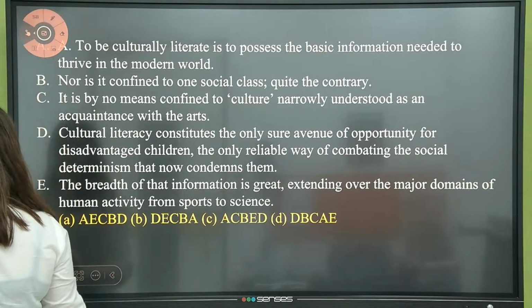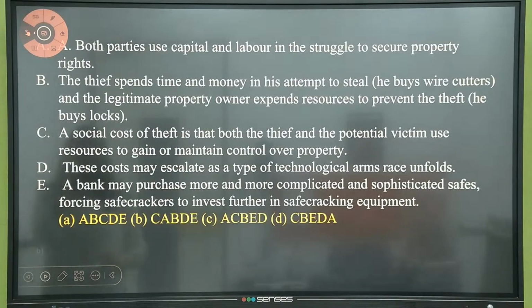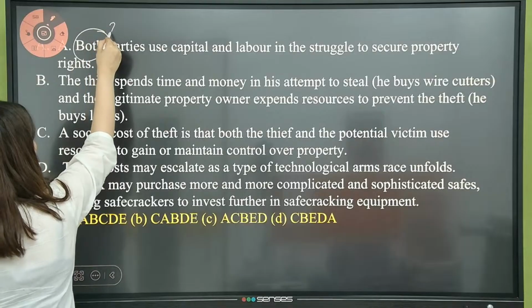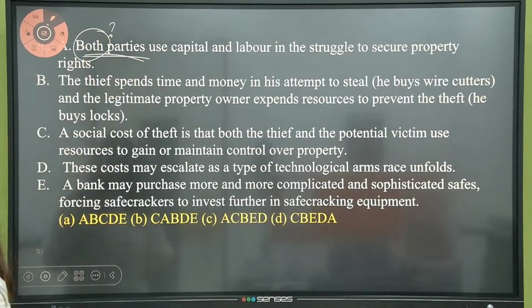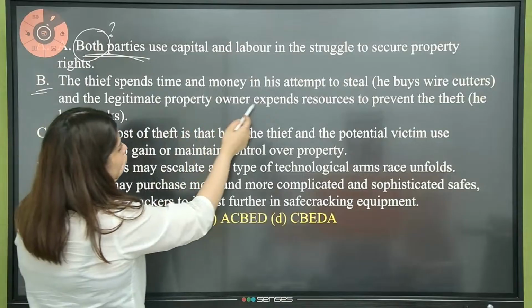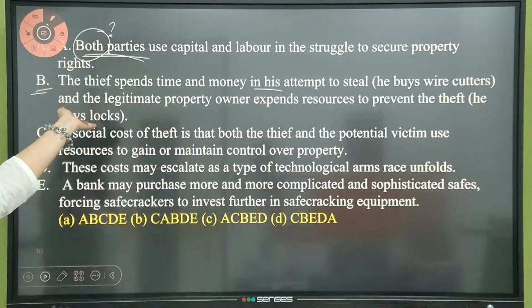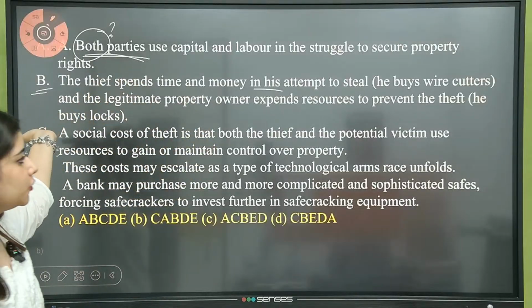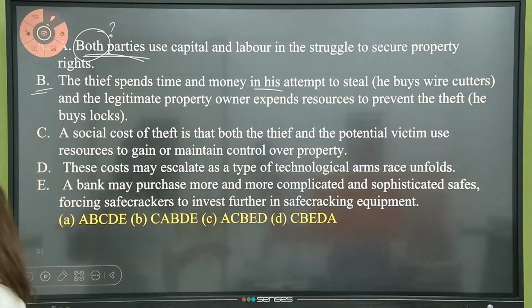Moving on. Both parties use capital, so it cannot be my introductory statement. What is this both? Both parties, what are they? The thief spends time and money in his attempt to steal. He buys wire cutters, and the legitimate property owner expends resources to prevent the theft. He buys locks. Okay, so we talk about the fact that the thief spends his time and money on stealing, and the property owner spends his resources on preventing that theft or protecting his property and resources.